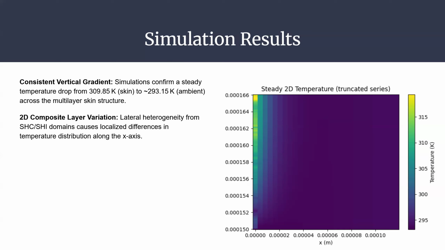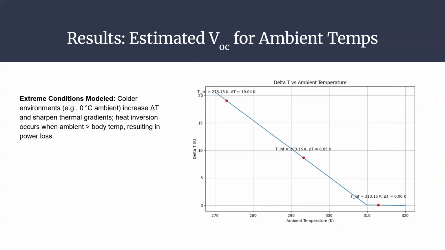And furthermore, the lateral heterogeneity from the SHC and SHI domains causes localized differences in temperature distribution along the x-axis. As you can see, the pocket of yellow spot on the top left corner is yielded by the heat that's conducted from the small SHC component that is on the layer below the TE leg. Next slide, please.